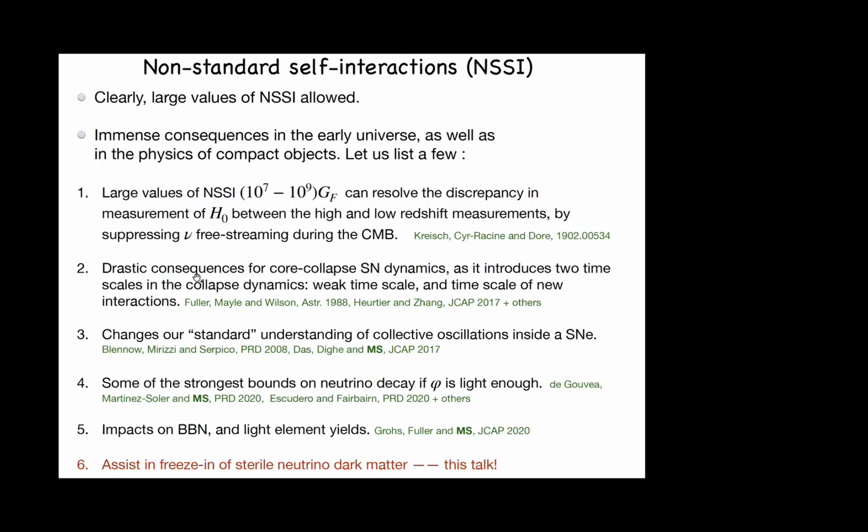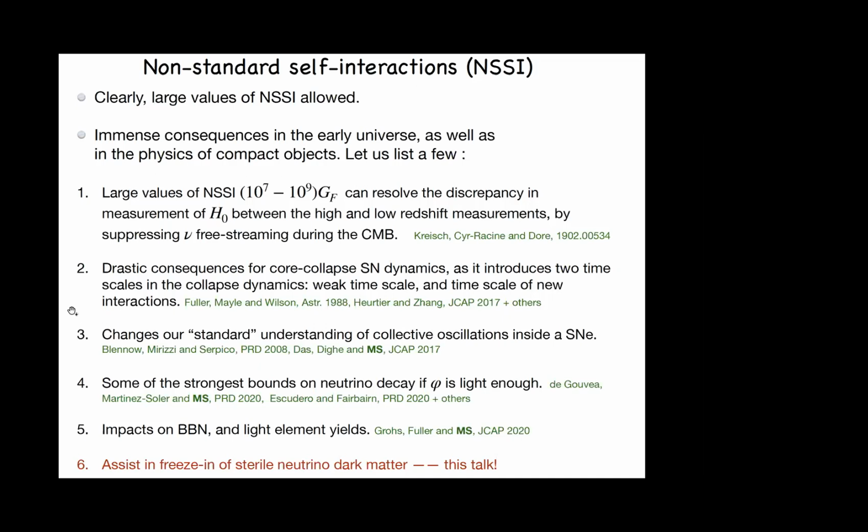You have very strong interactions mediated by these non-standard phi particles. On the other hand, you also have the weak interactions operating, where the neutrinos just talk to the leptons through standard weak interactions. And these two time scales can cause a change in equilibrium configuration in the star and lead to a large amount of entropy generation. And this has been explored quite a lot in a lot of papers. Also, it changes things like collective oscillations inside a supernova, which are primarily dependent on neutrino self-interactions.